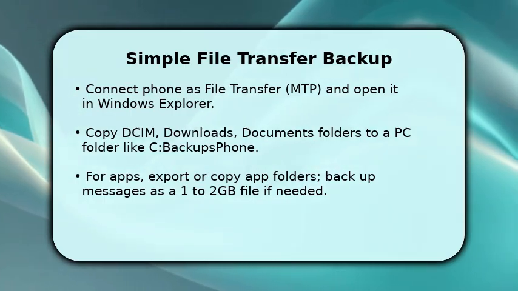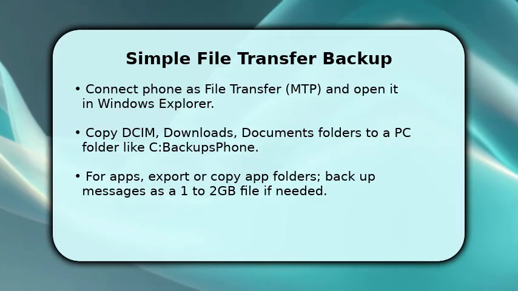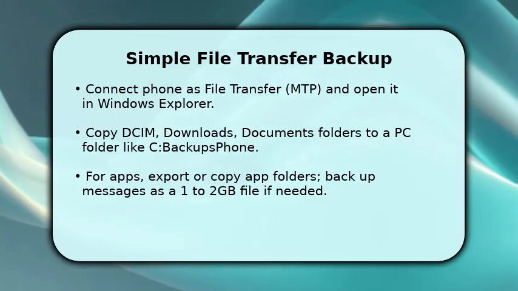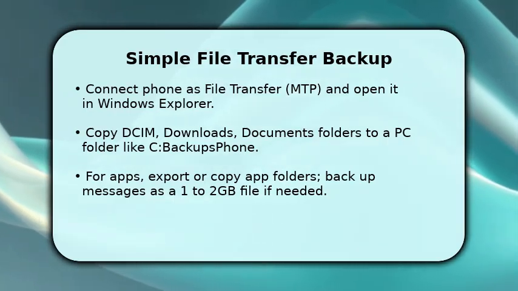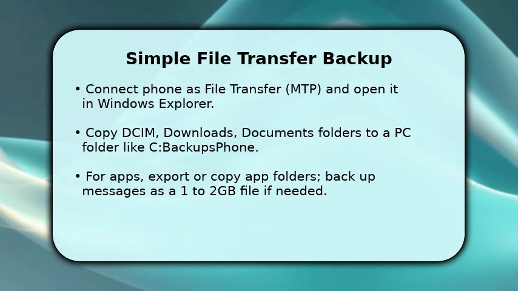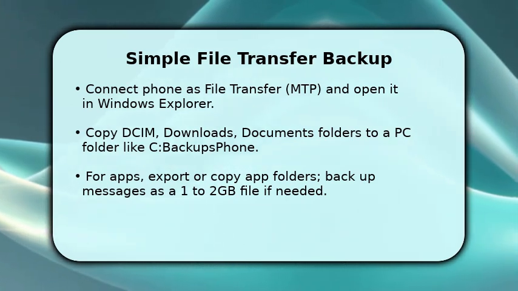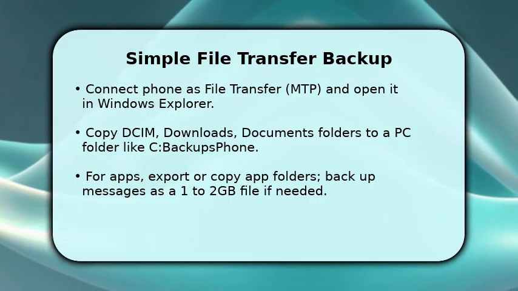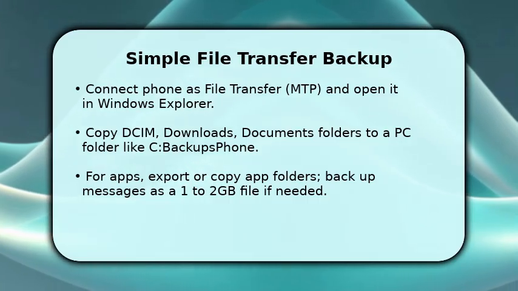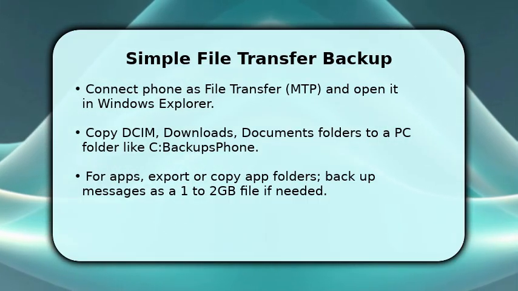Create a folder like C:/backups/phone on your PC and copy those folders into it. For app data, use each app's export function or copy its folder when available. Confirm the total backup size and verify copies by opening a few files on the PC.